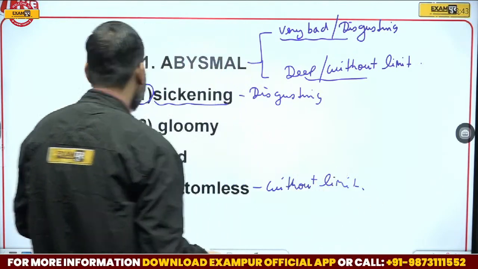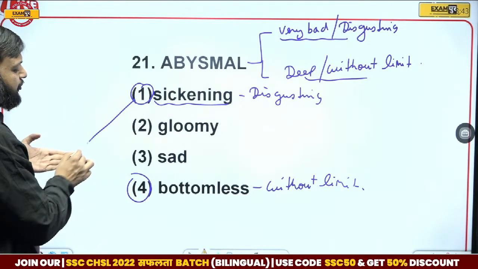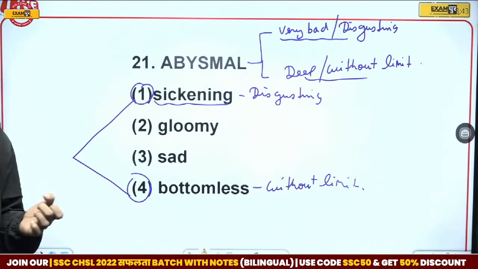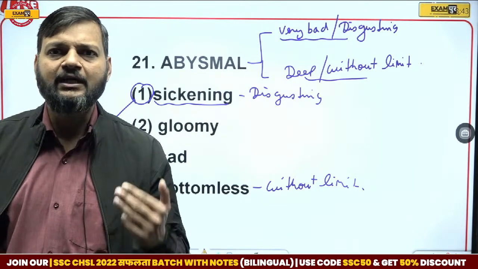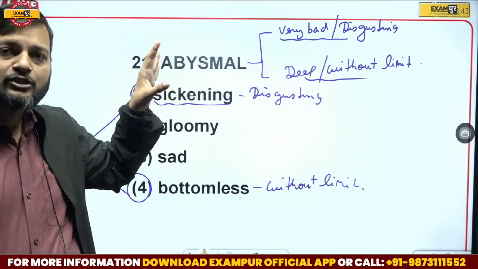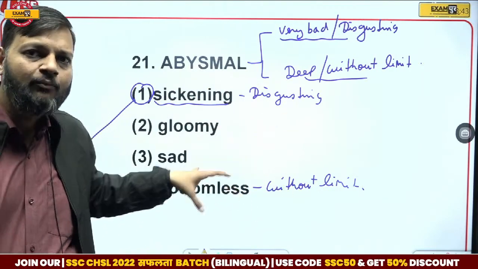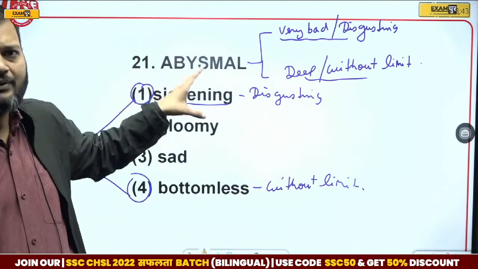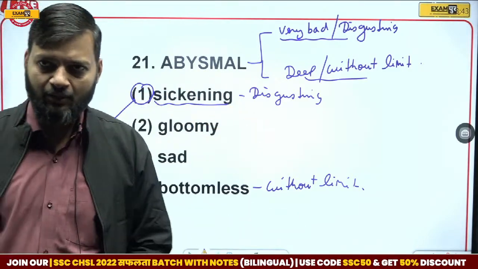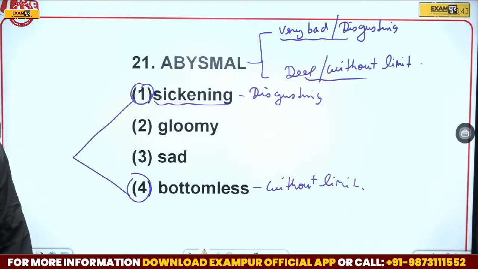Okay, this means that the synonym of abysmal can be both sickening and bottomless. Both the words can be the synonym. Why? Because abysmal has two meanings. One is without limit, and according to that meaning, bottomless should be the answer. And one meaning is very bad or disgusting, and according to that, sickening should be the answer. So here both the words are the synonyms.